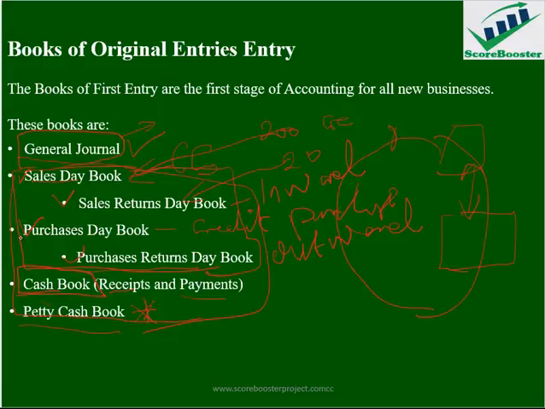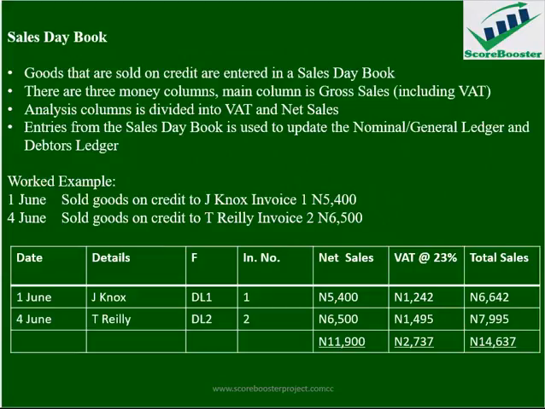Now, if we move ahead, let's look at an example of each of these books of original entry. We start from the sales day book. Remember, when goods are sold on credit, the amount of those goods is entered into the sales day book, please, on a credit basis.